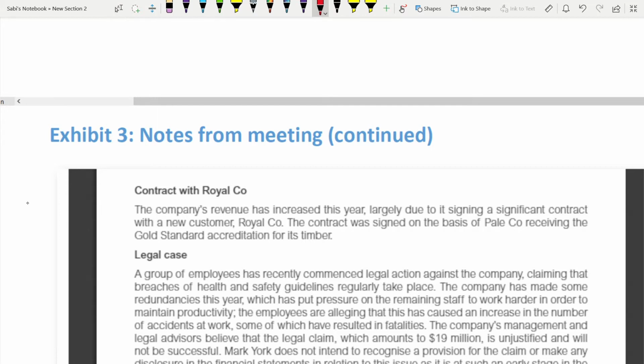The company's revenue has increased this year, largely due to its signing a significant contract with a new customer, Royal Company. The contract was signed on the basis of PAL receiving the gold standard accreditation for its timber. Legal case.